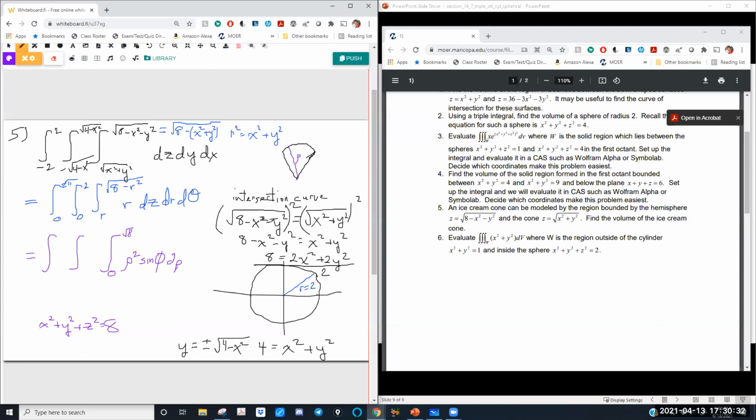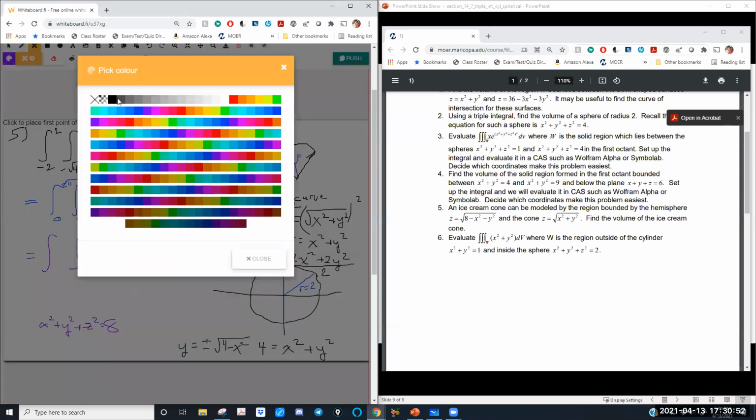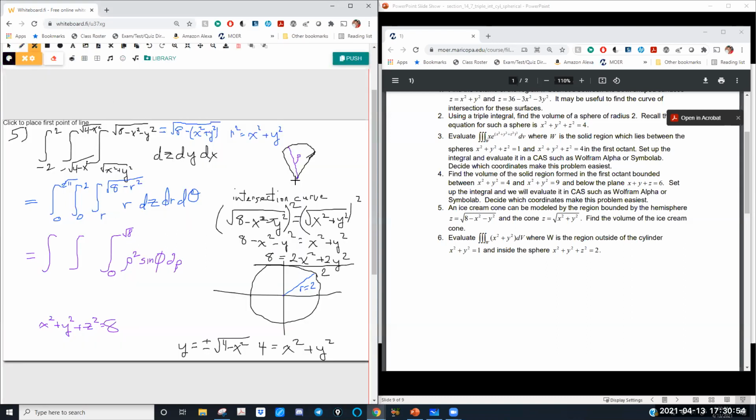let's do phi next. All right, let's talk about how phi works because we don't have a lot of experience with it. So what phi does is it measures from the positive z-axis. So let's put in a positive z-axis there into our cone. So there's the positive z-axis, and it measures in the counterclockwise direction.